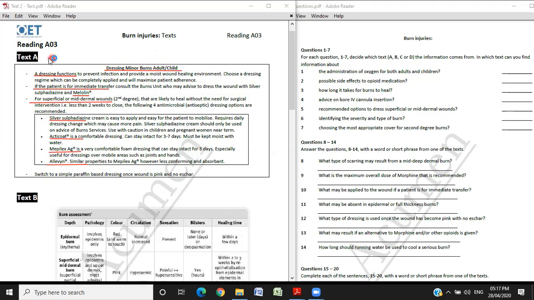It tells me what is the function of the dressing. It tells me what kind of dressing I should use if it is immediate transfer, what kind of dressing I should use for mid-deep dermal wounds, and then some dressing types are given here. And finally, the last point tells me that I should switch to simple paraffin based. Switch to itself means that later on, maybe initially I would be using some other dressing, but later on I would be switching to. Switch to means change to.